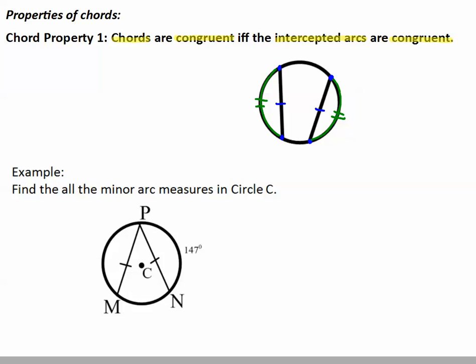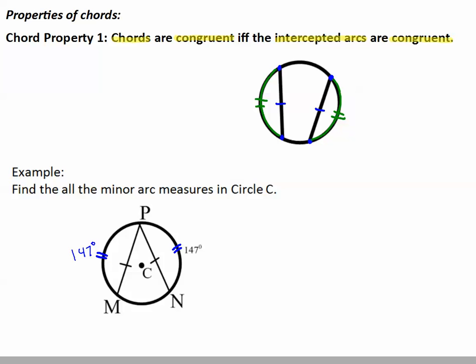Let's see how we can apply that. Find all the minor arc measures in circle C. So first thing I notice is here has a congruent slash on this chord to this chord. Therefore, I know right away this arc is congruent to this arc. So if this arc says 147 degrees, this arc will also be 147 degrees.